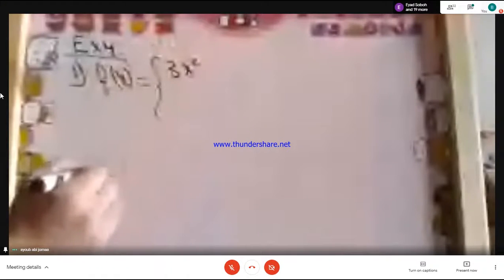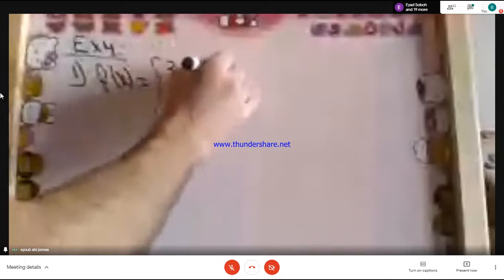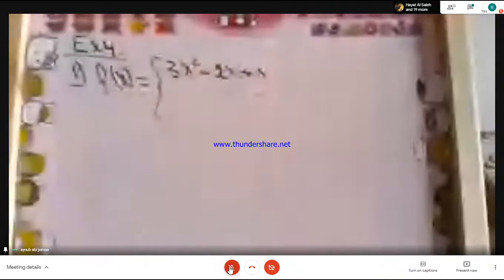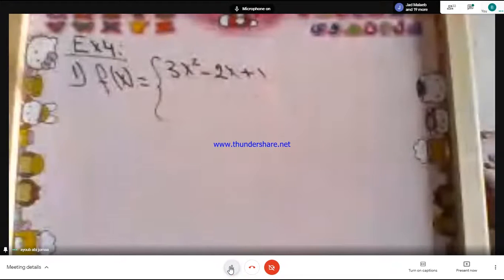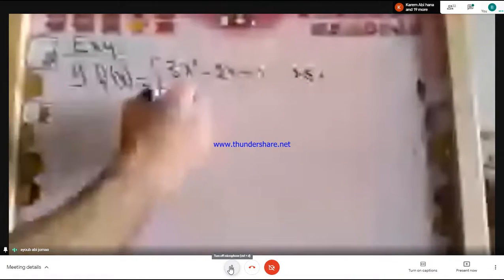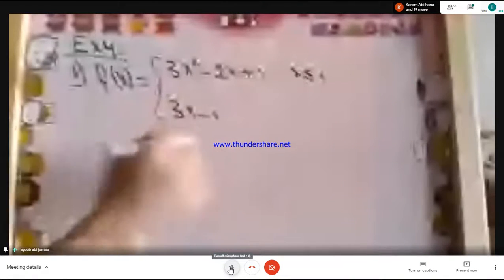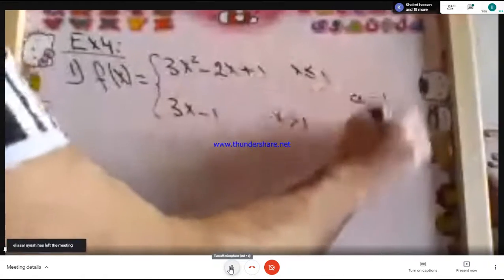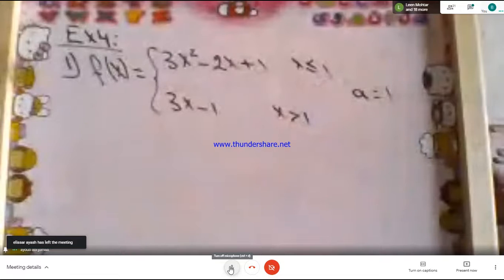You are given f of x is 3x squared minus 2x plus 1 if x is less than or equal to 1, and we have 3x minus 1 if x is greater than 1, and you have to check the differentiability of the function at a equal 1.